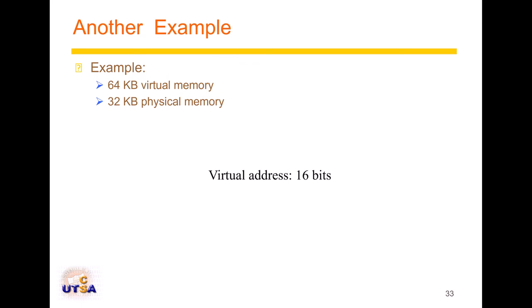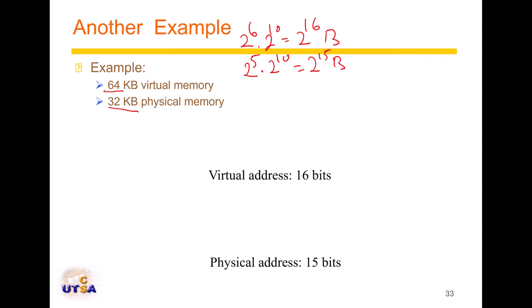Okay, I hope everybody found out that the number of bits in the virtual address space will be 16. Why? Because 64 is 2 to the power 6 and the k is 2 to the power 10, so it will be 2 to the power 16 bytes, right? So 16 is the number of bits for the virtual address space. Similarly, 32k can be written as 2 to the power 5 times 2 to the power 10, and this will be 2 to the power 15 bytes. So this 15 will be the number of physical bits.